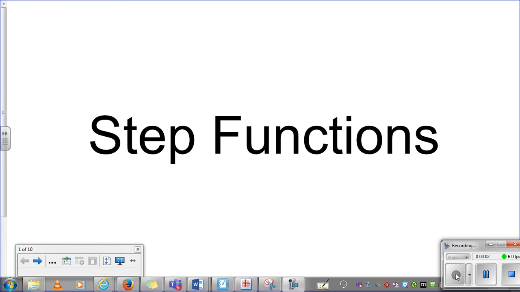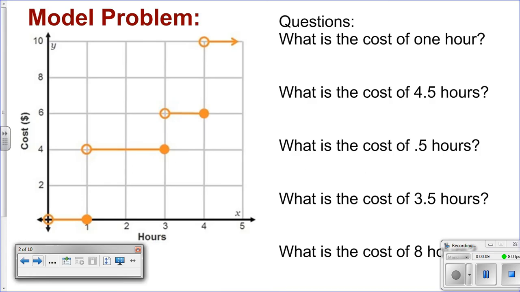Hello! In this video, we're going to be looking at step functions. So let me show you an example. I think if you take a look at this graph, you'll probably realize why it's called a step function. Literally, it looks like you have steps here.